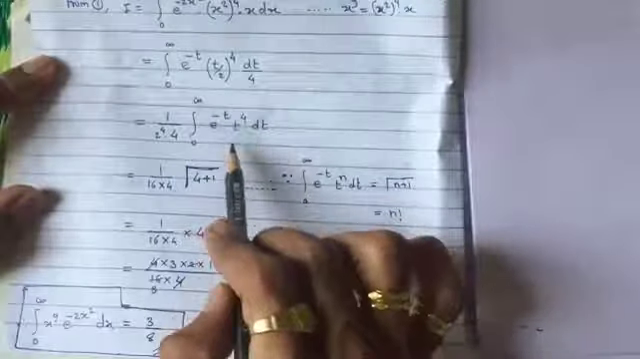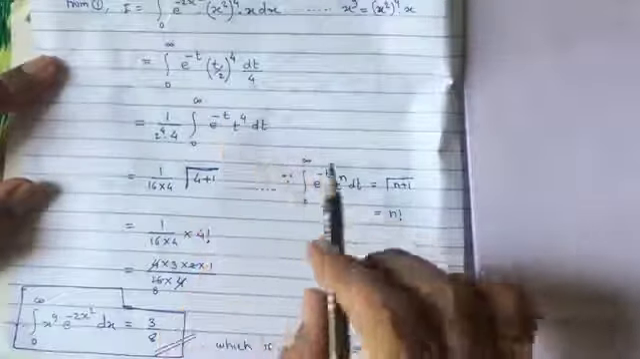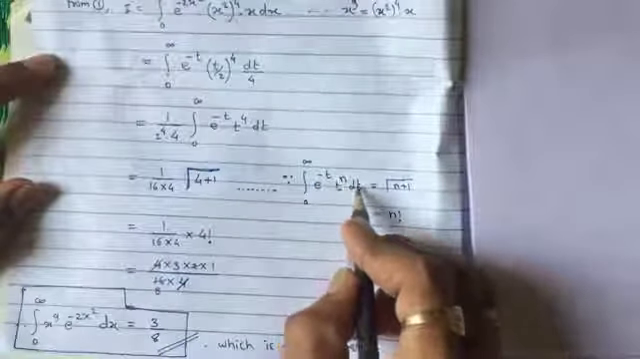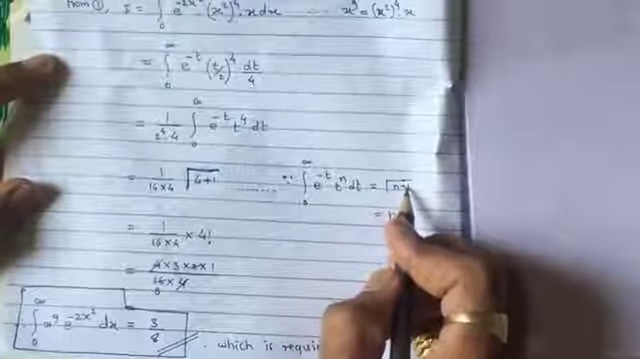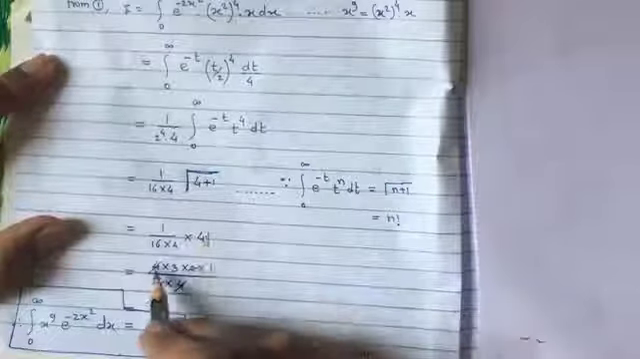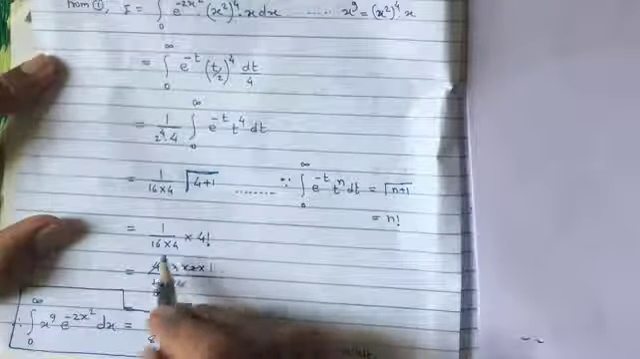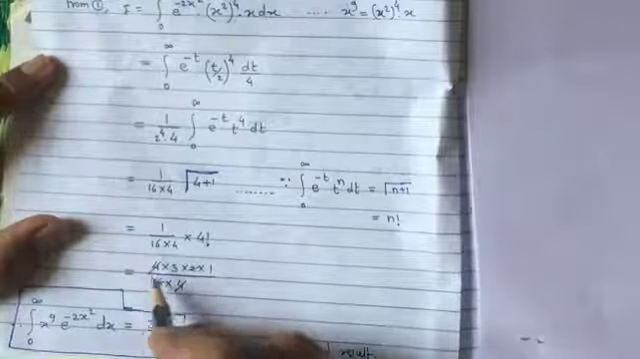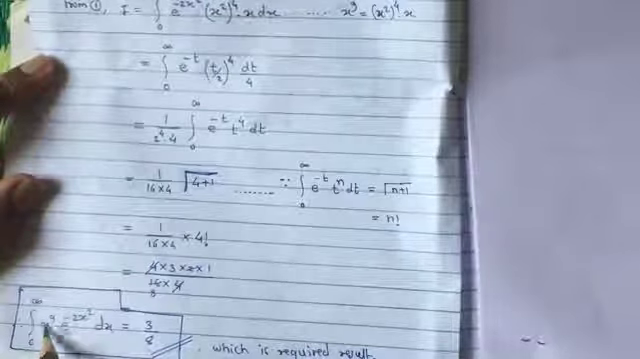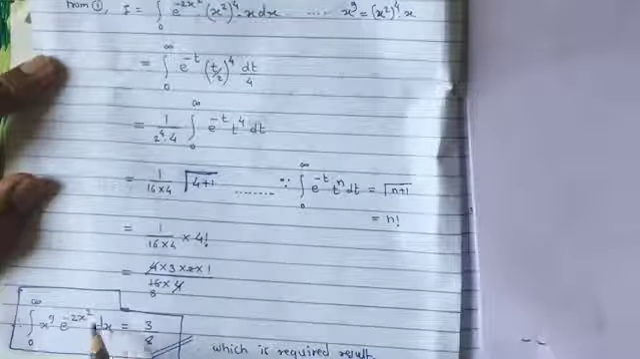Now this is the definition of the gamma function. We know that the integral from 0 to infinity of e raised to minus t into t raised to n into dt is equal to gamma of n plus 1, or n factorial. Here, gamma of 4 plus 1 is nothing but 4 factorial, and 4 factorial means 4 into 3 into 2 into 1. And 16 into 4 as it is. If we simplify this, we get 3 upon 8. So the given integration, 0 to infinity x raised to 9 e raised to minus 2x square into dx, is equal to 3 upon 8, which is the required result.